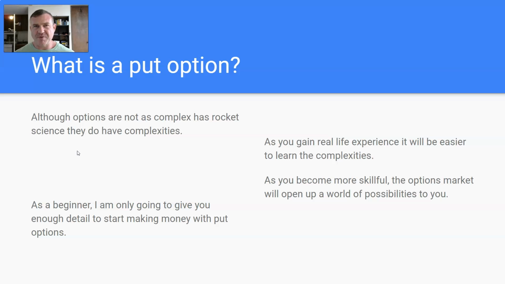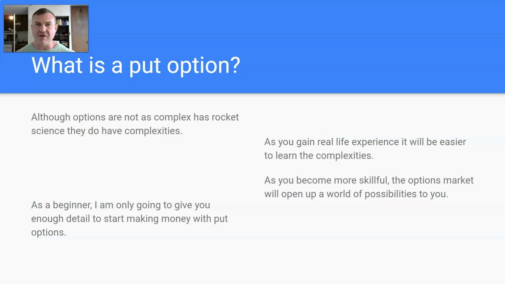Although options are not rocket science, they do have complexities. And as a beginner, I'm going to keep it super simple for you. I'm leaving out a significant amount of detail that could cause confusion, and I'm just going to give you enough that would put you in a position to create a particular put option contract trade if you so choose to.